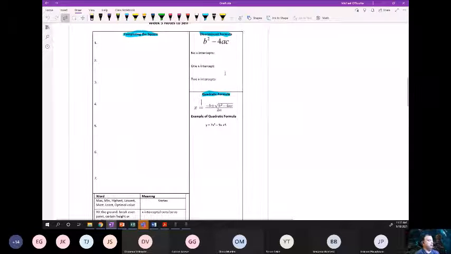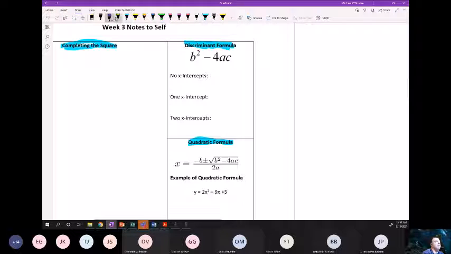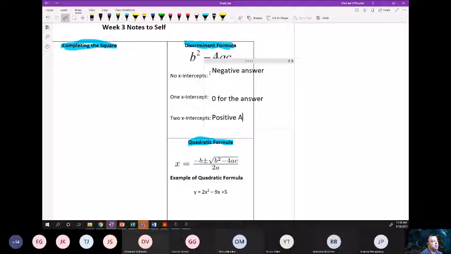If we write in our notes to self here, for the discriminant, no intercepts will be a negative answer. One intercept will be 0 for the answer. And two intercepts will be a positive answer. Does that make sense to everyone? So if you get a negative answer, you get no x-intercepts. If you get a 0, you have 1 intercept. And if you get a positive answer, you're going to have 2 intercepts. Okay?